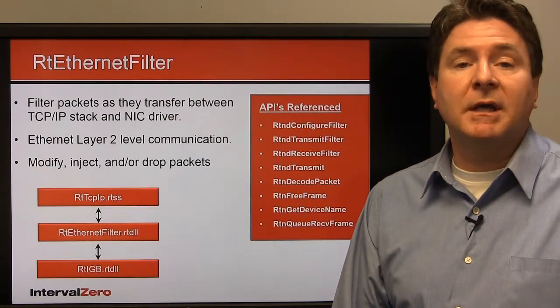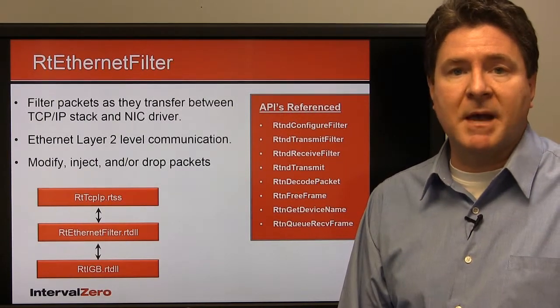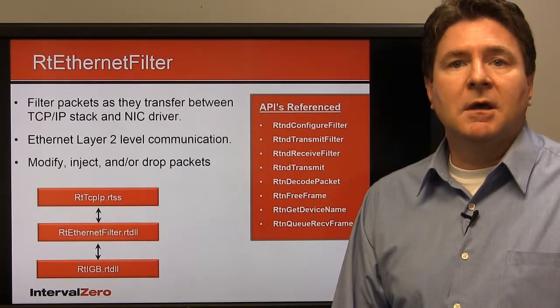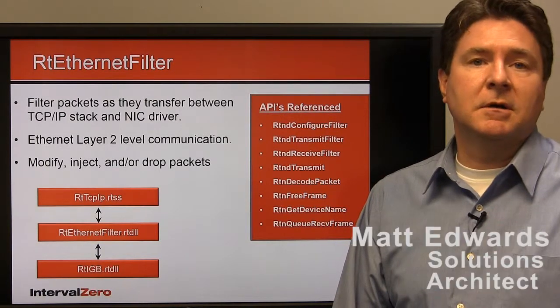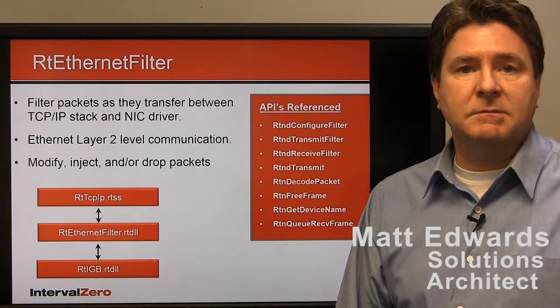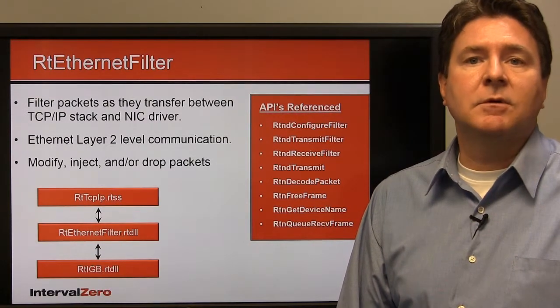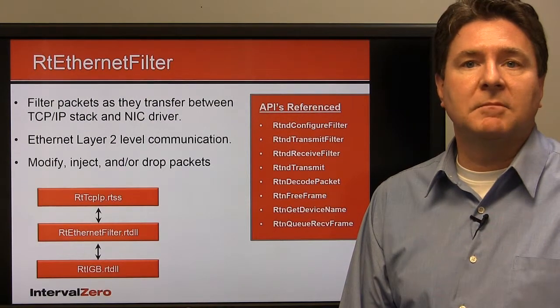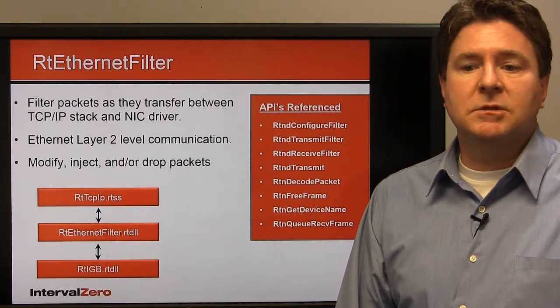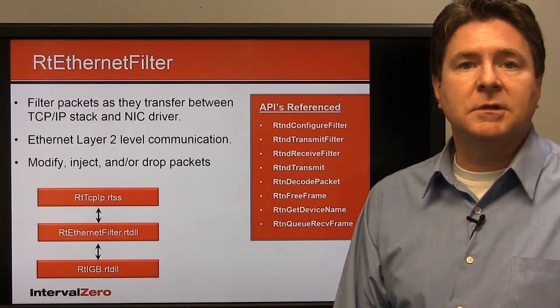And we can also inject a packet. So we can allocate a frame, build it up ourselves, and it's a layer 2 packet, so we have to build up the MAC address and the ether type, and then we would call the RTND transmit call, and that would send it directly out the NIC. Packets we want to inject on the receive path, we will call the RTND queue receive frame. So it's a great example for doing layer 2 communication.